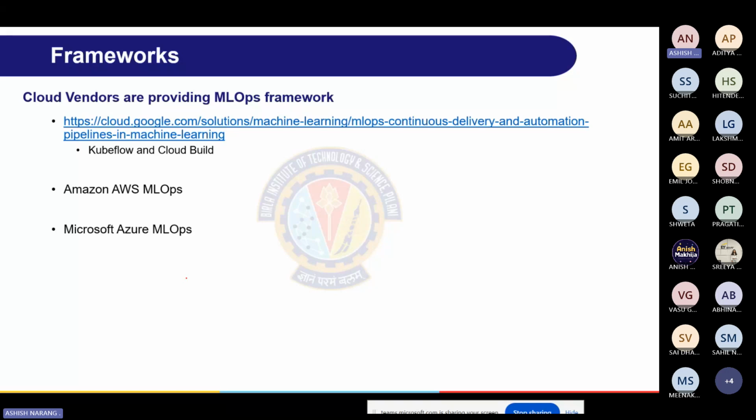So Amazon AWS MLOps is one framework. Microsoft Azure MLOps is another framework, right? Google also provides Kubeflow and Cloud Build, right? Sorry, not Kuber, it's Kubeflow. So these are from different service vendors. They already have this framework ready, and this framework helps you to automate all this training, deployment, and monitoring at scale, right? I want to scale a model. I need to build a pipeline for that.